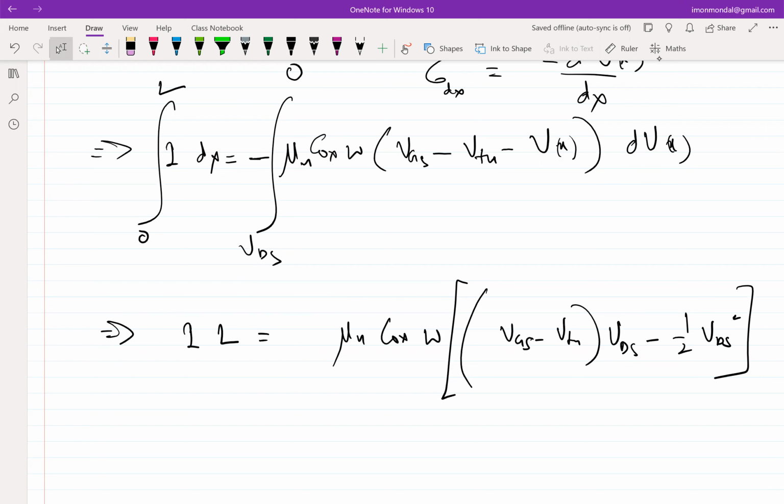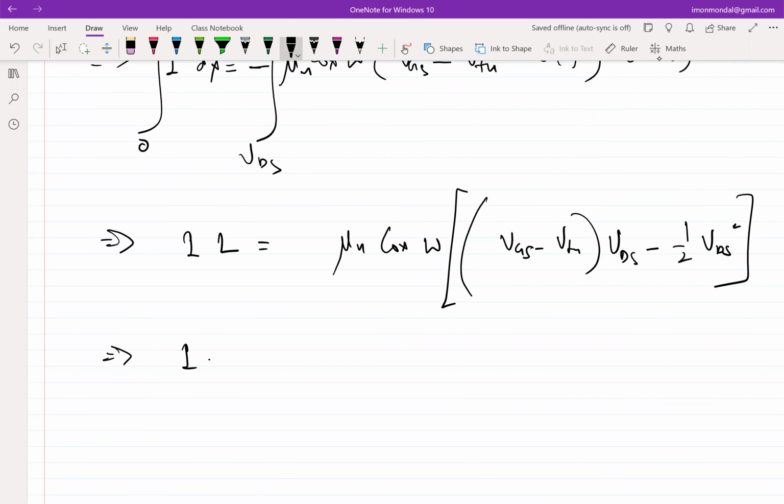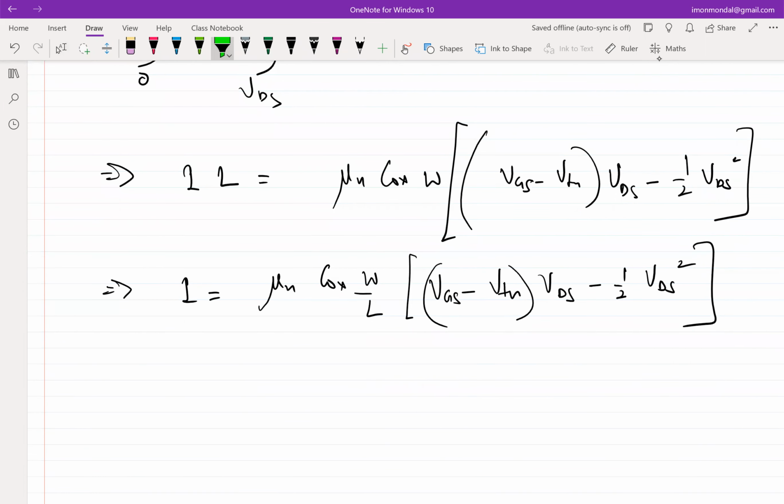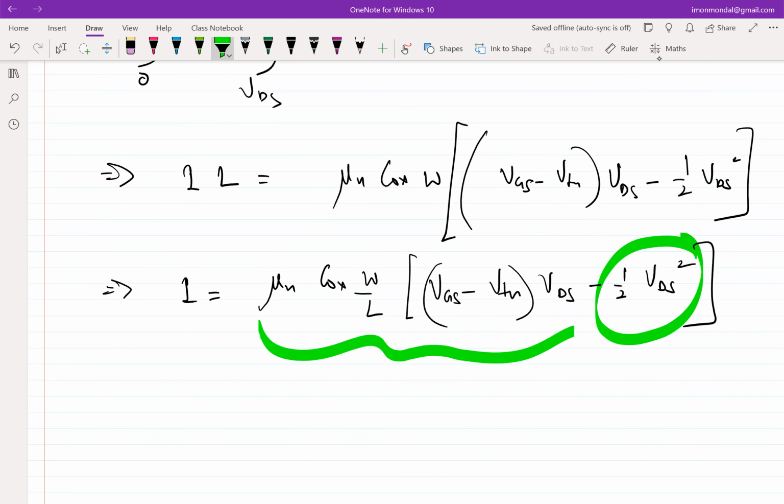Right? So in other words, the current is mu n Cox W over L times VGS minus VTH times VDS minus half VDS squared. Note that this becomes a better approximation of the current. Under the condition that we could neglect this term, we would have been left with this term, which was the 0th order approximation that we started off with. Okay, make sense?